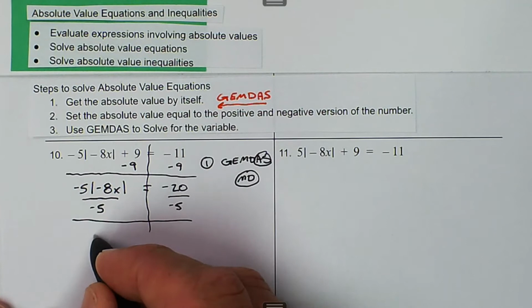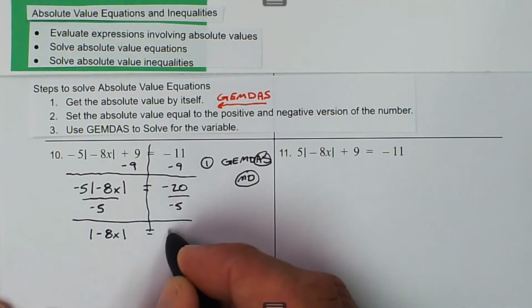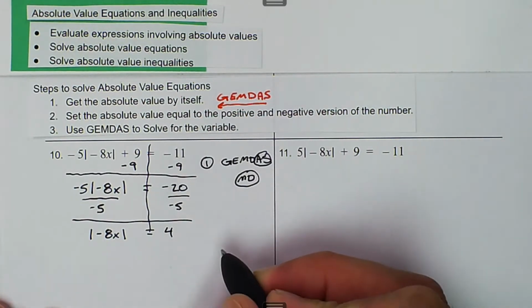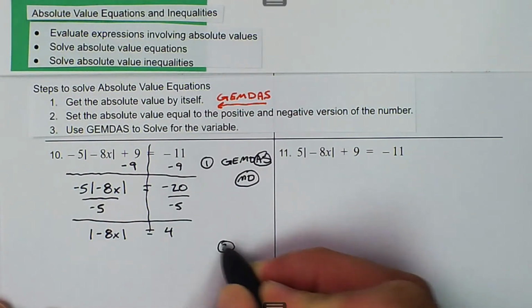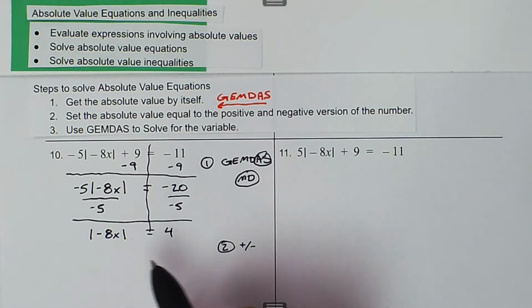and then we get the absolute value of -8x is equal to 4. So now we can move on to step number 2, where we write the positive and negative. We can move on because there's no operations outside of the absolute value.